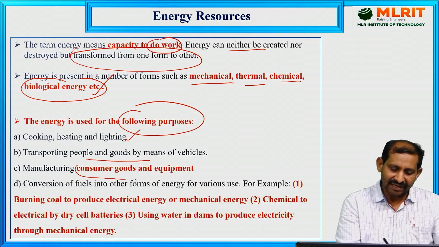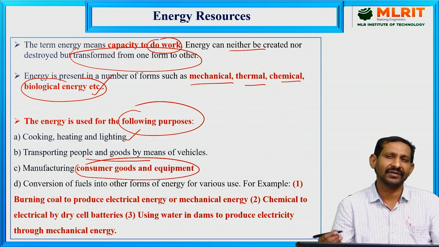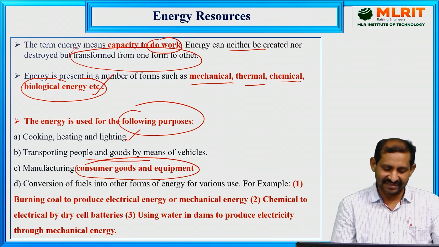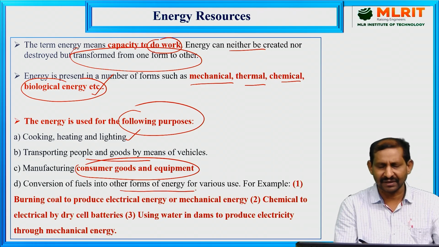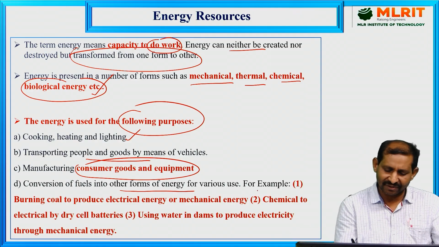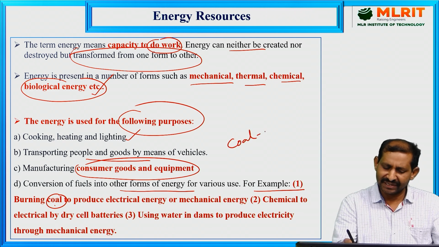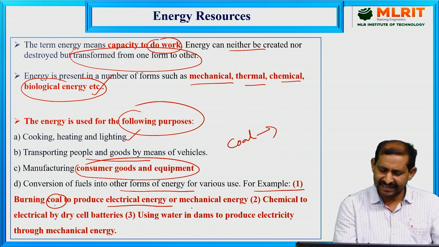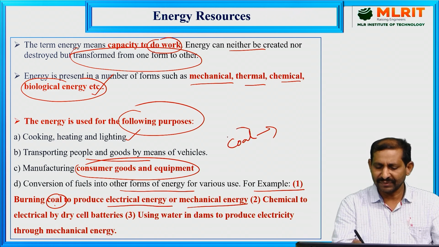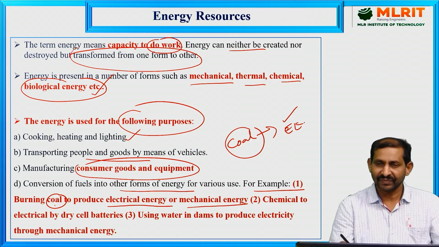Manufacturing of consumer goods and different equipment also requires energy. In industries, every day we are using a lot of energy for different purposes in consumer goods manufacturing. Then conversion of fuels: this energy will be converted from one form to another. For example, burning of coal produces electrical energy or mechanical energy. So coal is converted to either mechanical energy or electrical energy. That is one form.